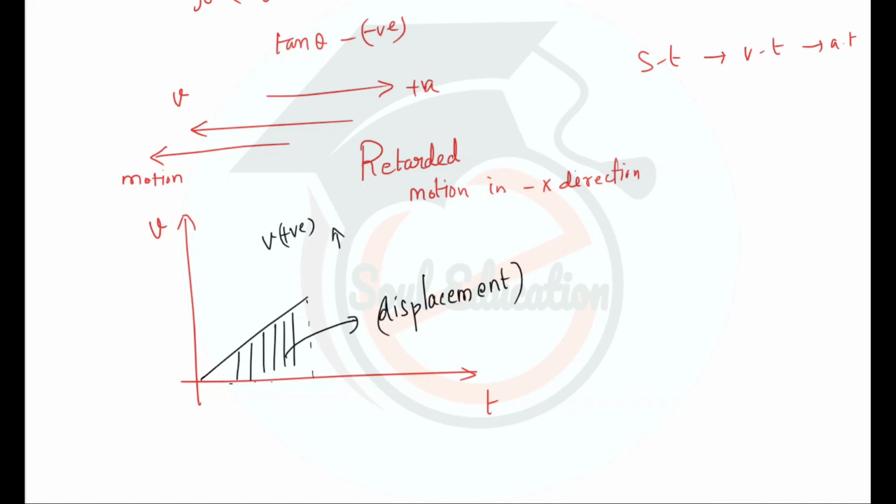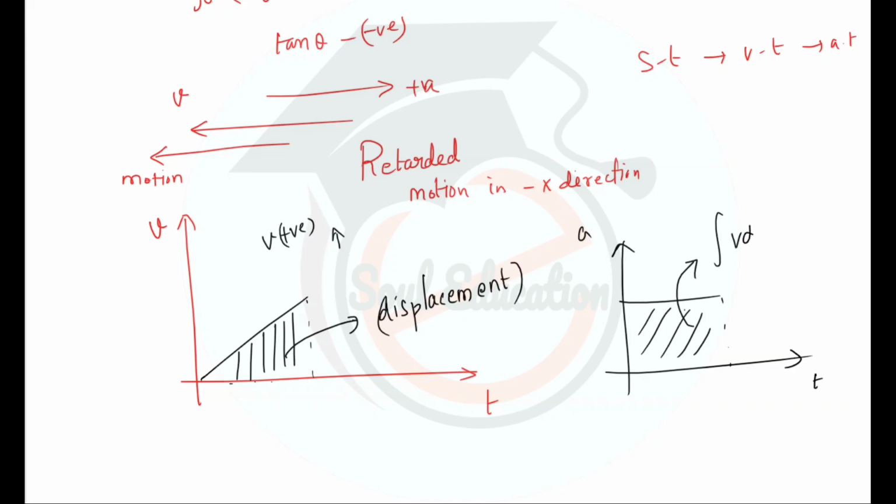Remember this one. Likewise, the area under the AT graph represents, since this is uniformly accelerated motion, acceleration is constant. Area under this AT graph represents the integral of A dt, which is nothing but my velocity. Integral of V dt, the area under the VT graph, is the displacement. That's what you need to understand. So the graph concept is okay; now let's see how to approach problems.